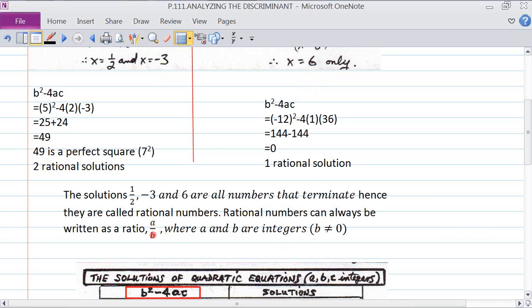Rational means a ratio of integers. However, the denominator can't be 0. B can never be 0.